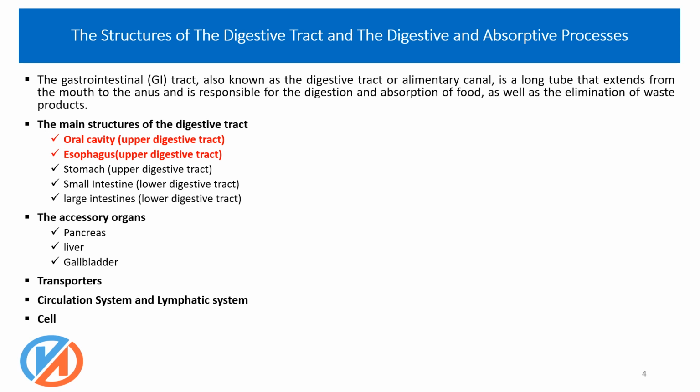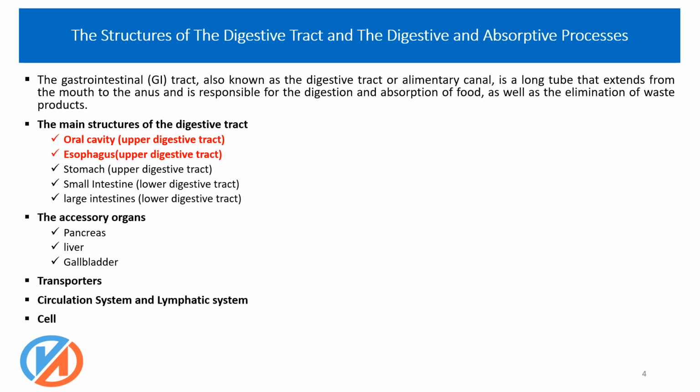Most scientific papers and textbooks consider pancreas, liver, and gallbladder as accessory organs, which I don't agree with, because these organs are involved in the most important parts of digestion and absorption, so considering them as accessory is a little bit unconvincing.